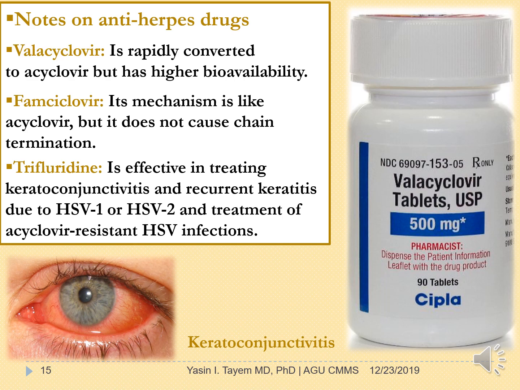Valacyclovir is rapidly converted to acyclovir, but has higher bioavailability. Famciclovir's mechanism of action is like acyclovir, but it does not cause chain termination in the virus. Trifluridine is another anti-herpes drug. It is effective in treating keratoconjunctivitis and recurrent keratitis due to herpes simplex viruses and for treatment of acyclovir-resistant herpes infections.